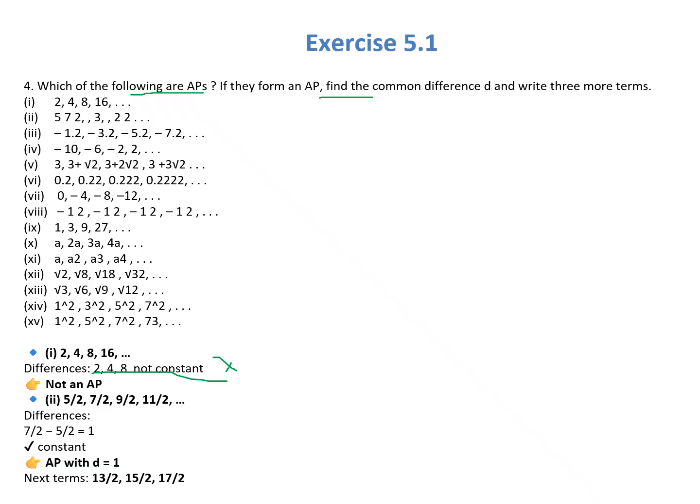Next is 5 by 2, 7 by 2, 9 by 2, 11 by 2. So the constant difference is 1: 7 by 2 minus 5 by 2 is equal to 2 by 2, 9 by 2 minus 7 by 2 is 2 by 2, 11 by 2 minus 9 by 2 is 2 by 2. The constant difference is 1, and this is an AP. And then the next term is 11 by 2 plus 1, which is equal to 13 by 2, 13 by 2 plus 1 is 15 by 2, 15 by 2 plus 1 is equal to 17 by 2. So we'll move to the next slide.